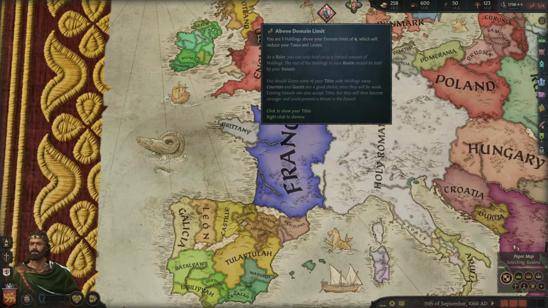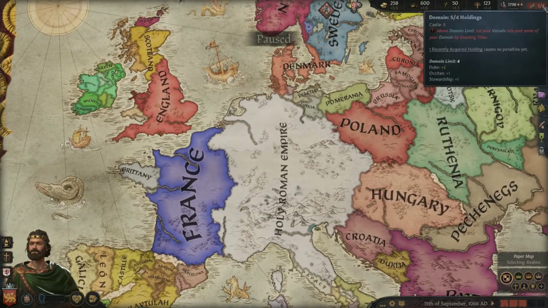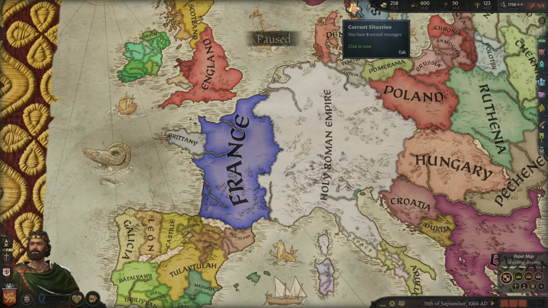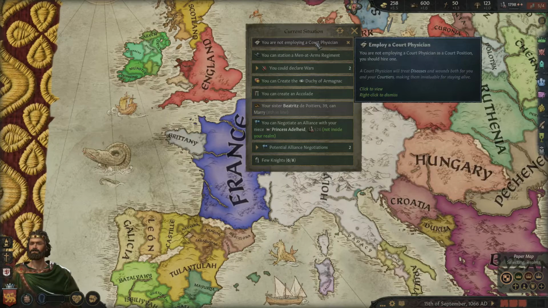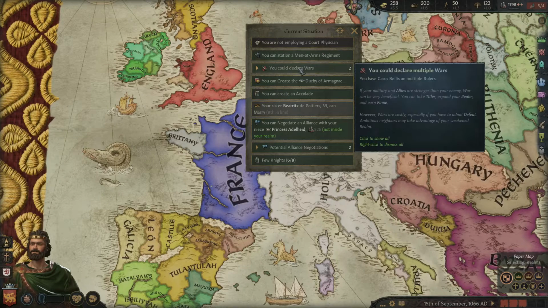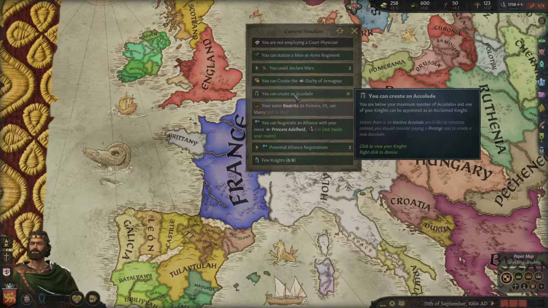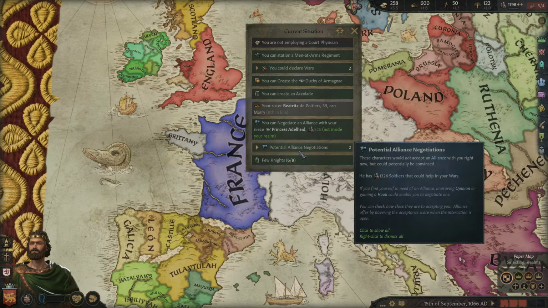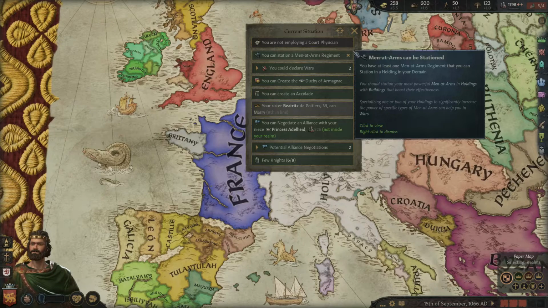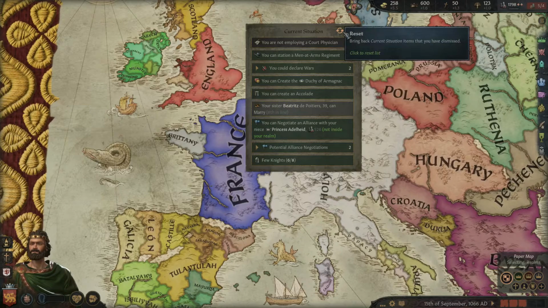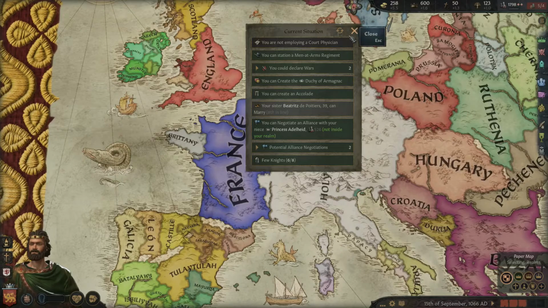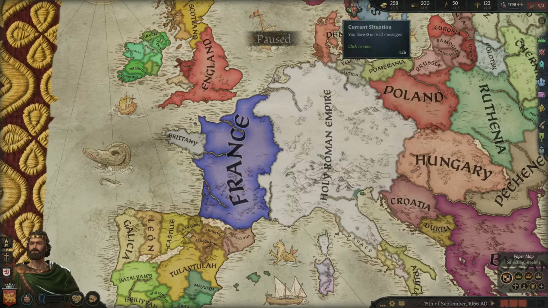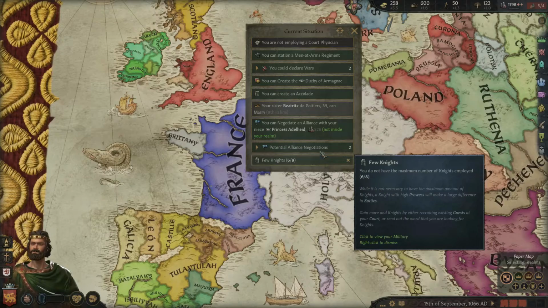And now here is a notification that I'm above the domain limit, of course, which ties into your stewardship. We can right click away with that. Now I've got here a tab which shows you all of the minor things that are going to be happening. So I click on this, it shows me I'm not employing a court position. You can station a men-at-arms regiment, you can declare various wars, I can create the Duchy of Armagnac, I can create an accolade, my sister Beatrice can marry, I can negotiate an alliance, and a few nice potential alliances. So this is kind of a minor thing. You probably want to keep an eye on this, and please be mindful that when you click on it, it will now go to 0 because you've read all of those messages, but they may still be undone.